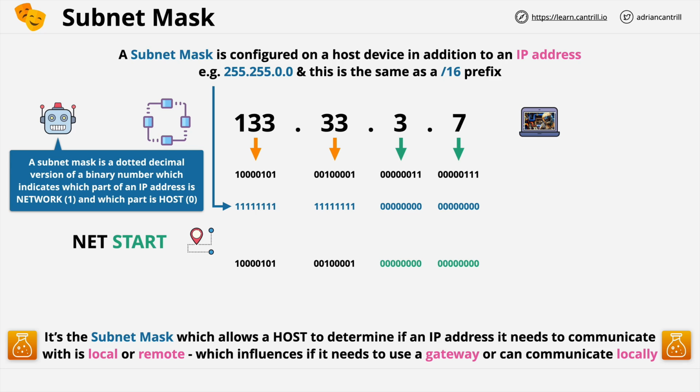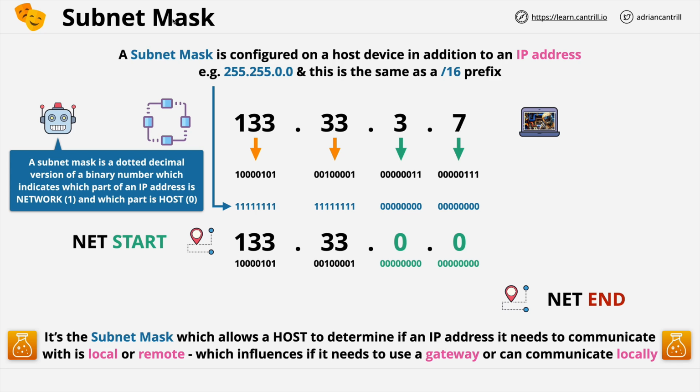The subnet mask, where there are ones, this is the network part. So we take the original IP address, and where the subnet mask has ones, that's the network part, so 133.33. Then for the part which is hosts, which is where the subnet mask shows zeros, then we have all zeros. This means that the network starting point is 133.33.0.0.